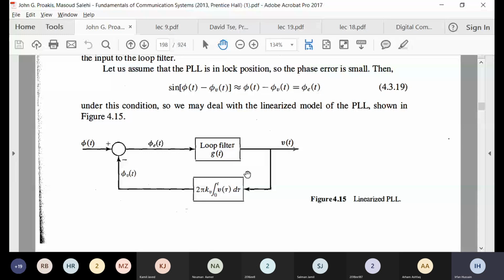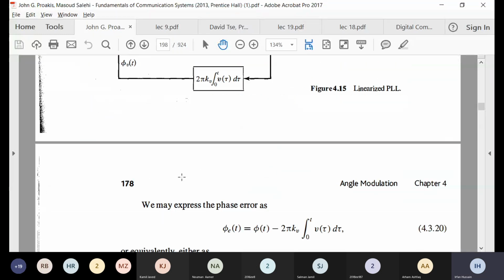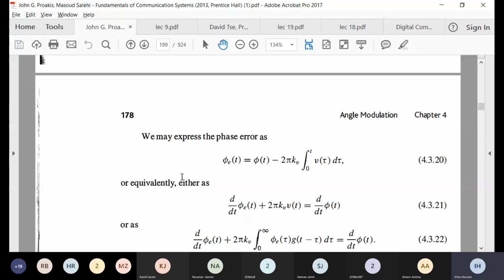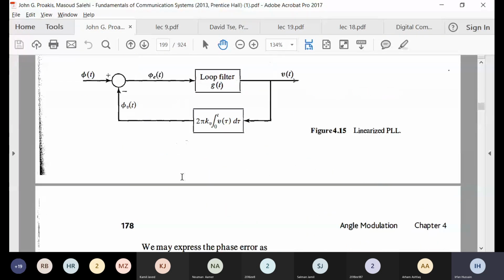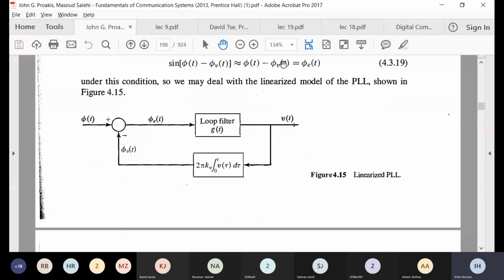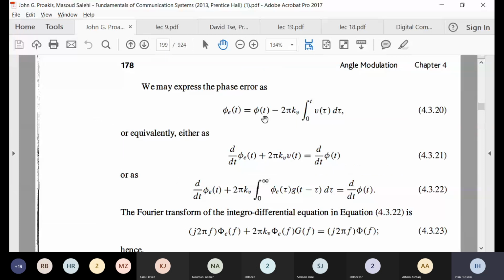Now I can express my error signal as phi minus phi_v(t). And you know, phi_v(t) is actually the integral of the control voltage, or it is a locally generated FM signal with respect to the control signal coming out of the loop filter. Now I take differentiation on both sides. This becomes a differential. The differential and integral cancel, and you have 2 pi k_v v(t). This goes on this side, so this term goes, and this remains here.